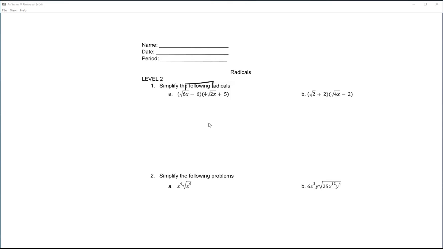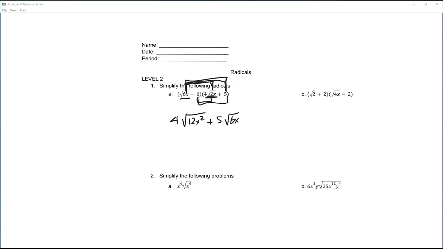Okay, here we go. So number one, we're gonna FOIL. First, outside, inside, and last. So radical 6x times 4 radical 2x is 4 radical 12x squared. And then radical 6x times 5 is plus 5 radical 6x.